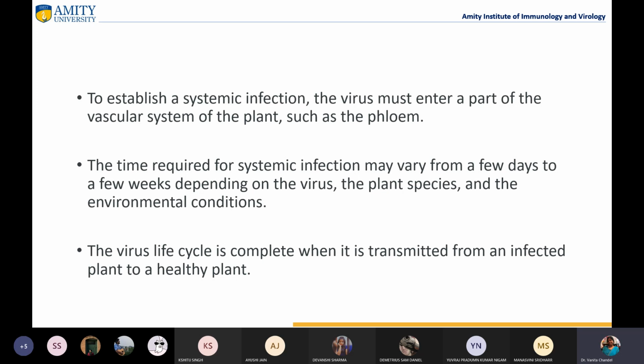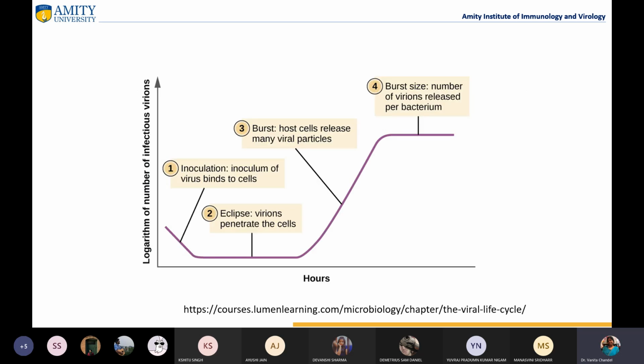It is considered complete when it is transmitted from the infected plant to a healthy plant. Further transmission is taking place. That means the life cycle is completing. So if you look at the graphical view of a viral life cycle, or how a virus multiplies, it is basically first inoculation.